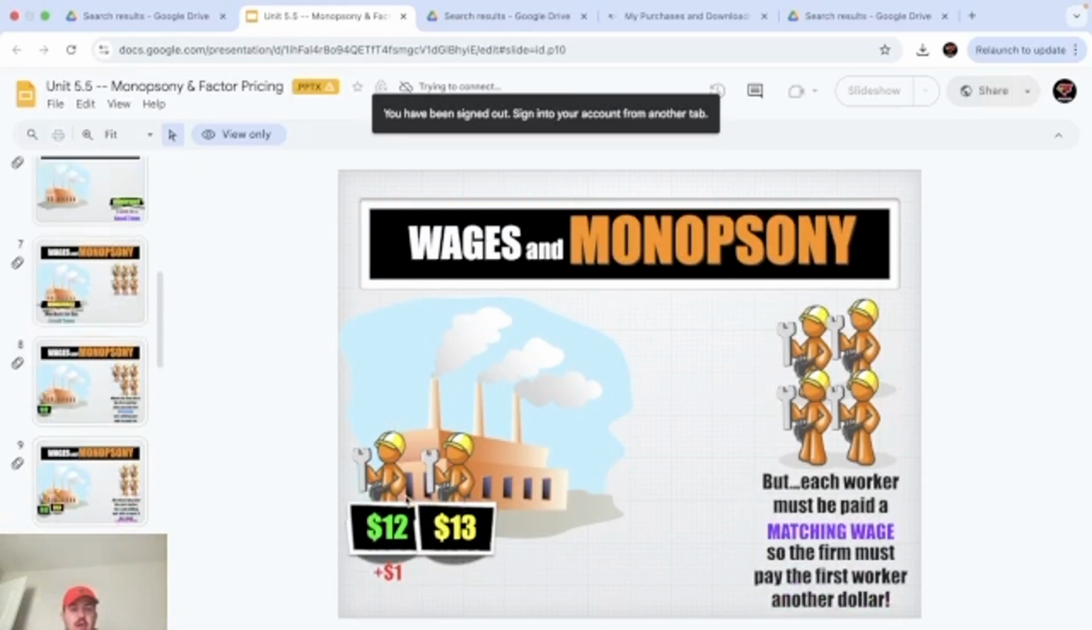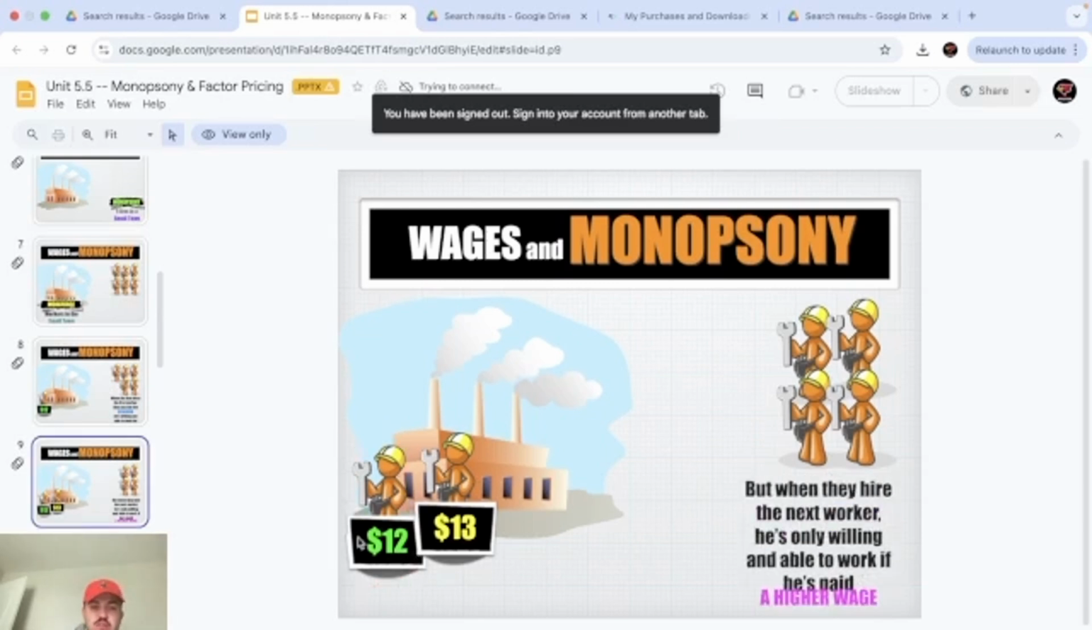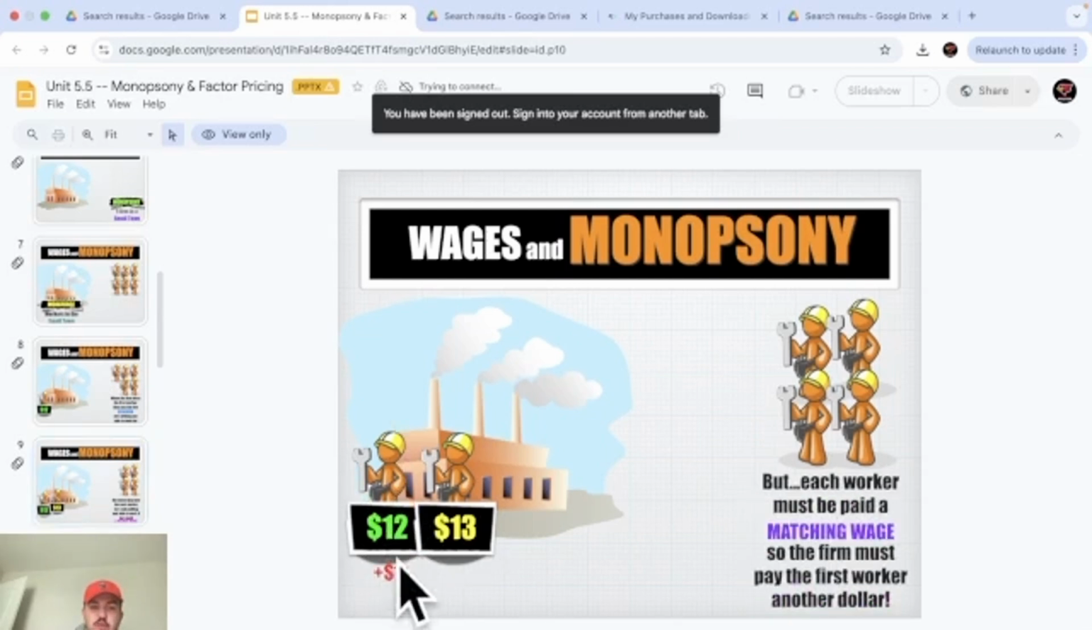As a result of that, we're going to have to raise the wage of this other guy to $13. I talked about this in one of the senior theology classes, actually. Each worker must be paid a matching wage. Otherwise, this guy is going to be upset. He's going to end up potentially leaving. So each worker must be paid a matching wage. The firm must pay the first worker the extra dollar. So our total cost went from $12 to now adding 13 plus 1 for an extra $14 that we're going to have to pay these two guys to hire the extra guy.